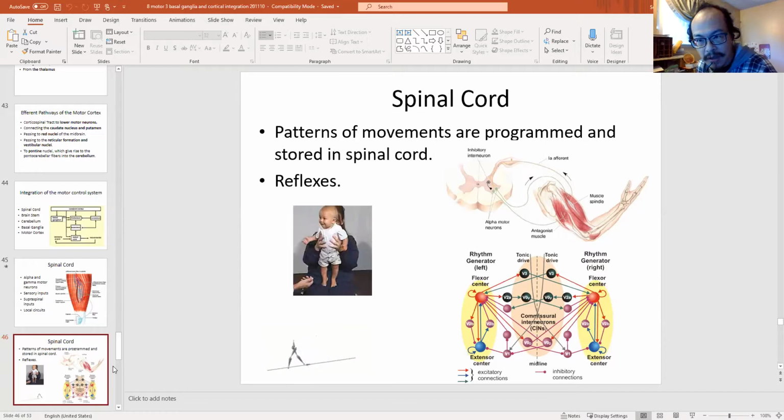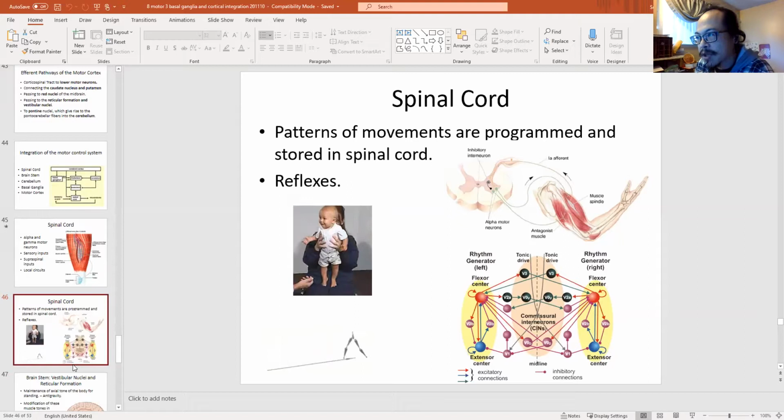And what the brain does is to trigger it. So that program is already programmed in your lower motor area. The program is triggered and you conduct it. You just need to get triggered. So that's the spinal cord. They store a lot of circuits, and those circuits basically build up during a very essential period of time in the development.